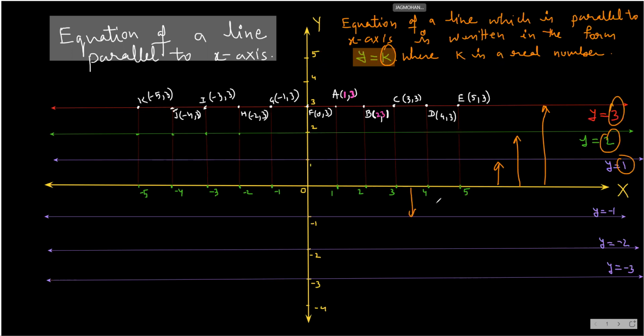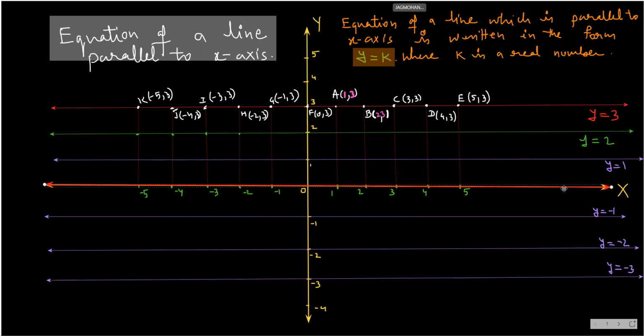When the line is below x-axis, you saw that this number k is negative. This number k has negative value. What do you think will be the k value if the line is on the x-axis? Remember students, what you thought is correct. The k value will be 0.